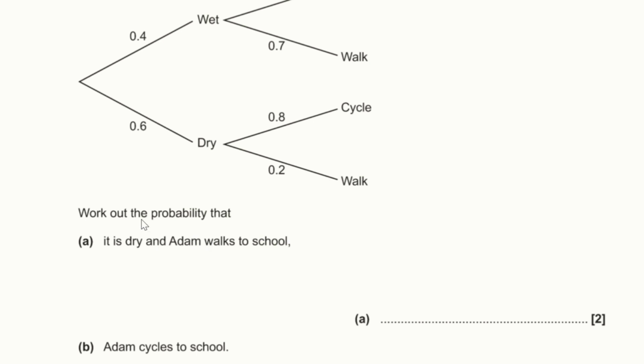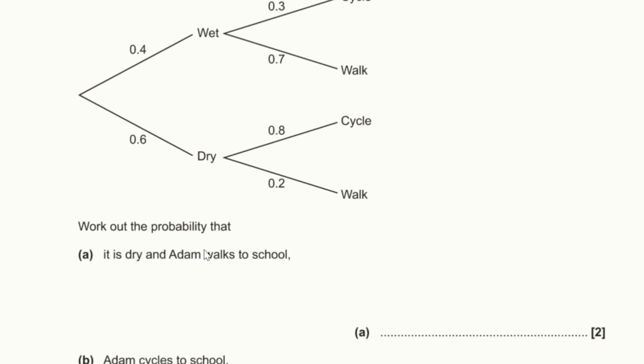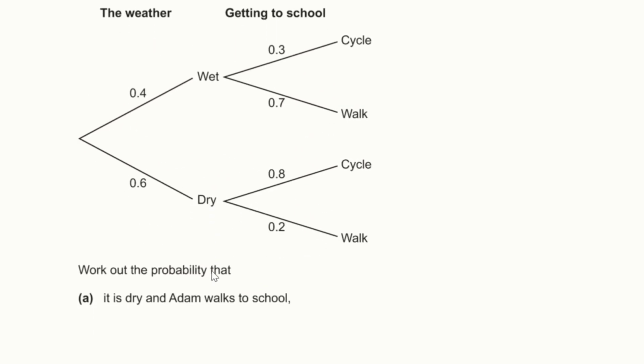For part A, we have to work out the probability that it's dry and Adam walks to school. So what we are looking for is the probability that it's dry and we walk to school. So if I work out what that is, the probability that it's dry and we walk, that's equal to 0.6 multiplied by 0.2, which is 0.12.